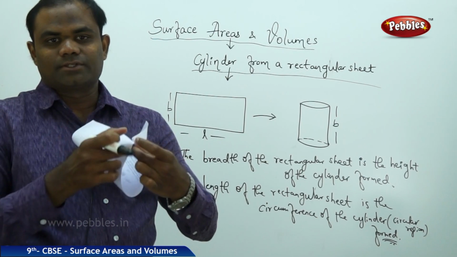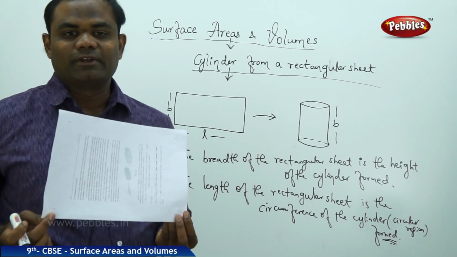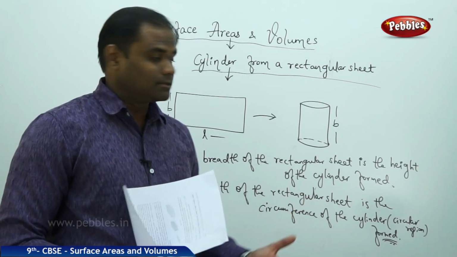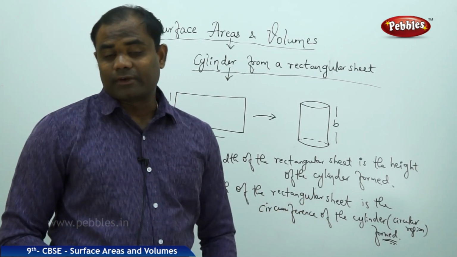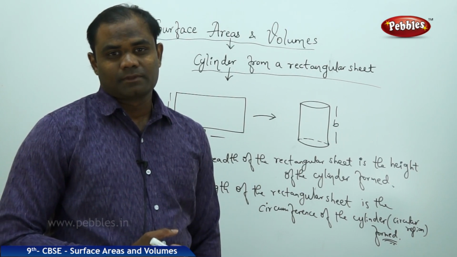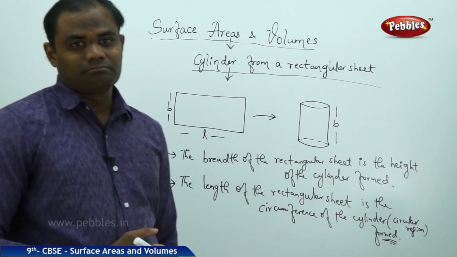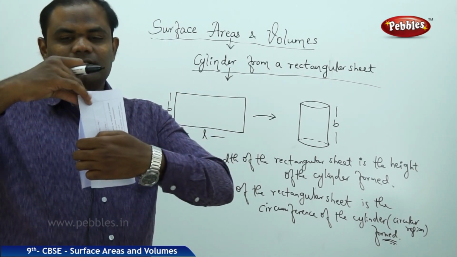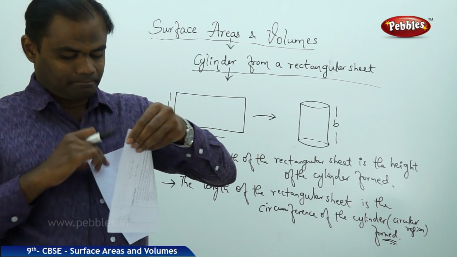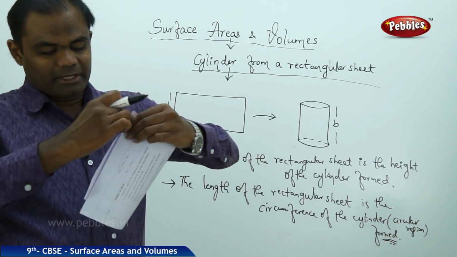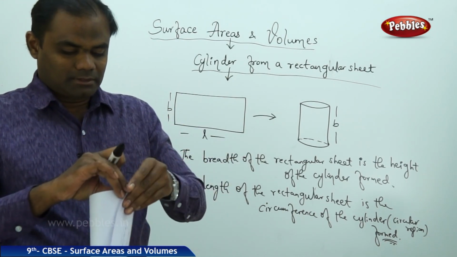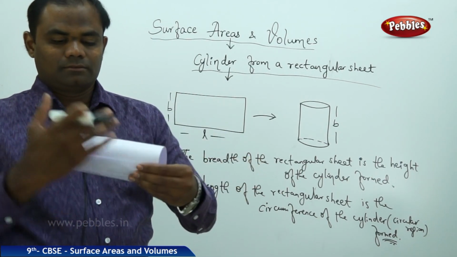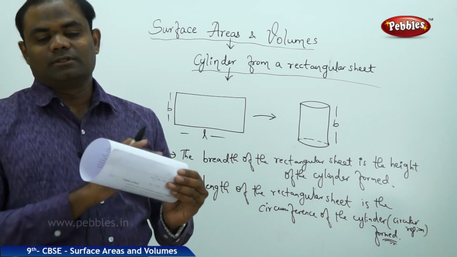This is the circumference that forms with the length of the rectangle. So breadth becomes the height of the cylinder and the length becomes the circumference of the cylinder. So let's see how they are related. The same sheet of paper, which is a rectangle, now becomes a cylinder.